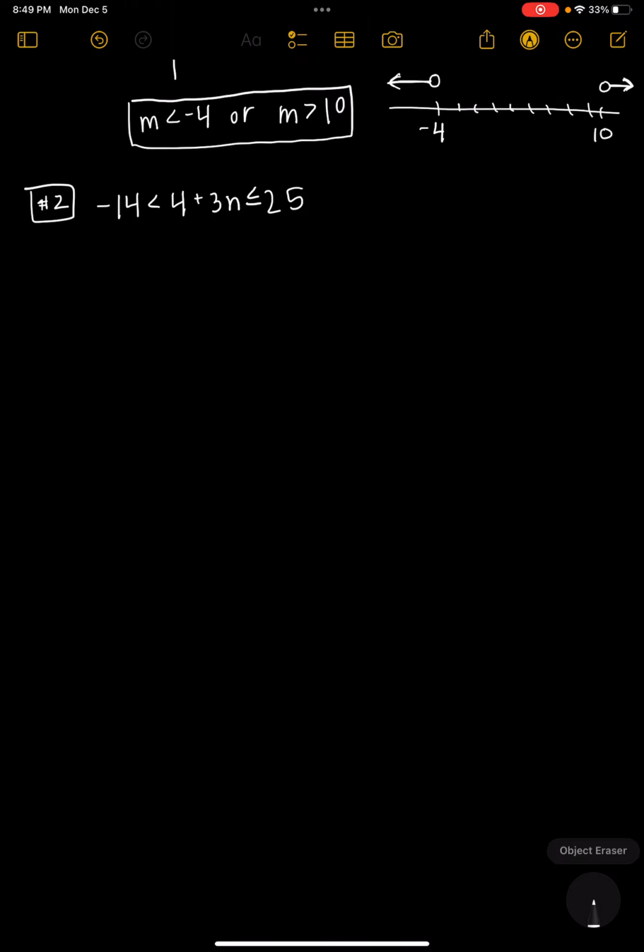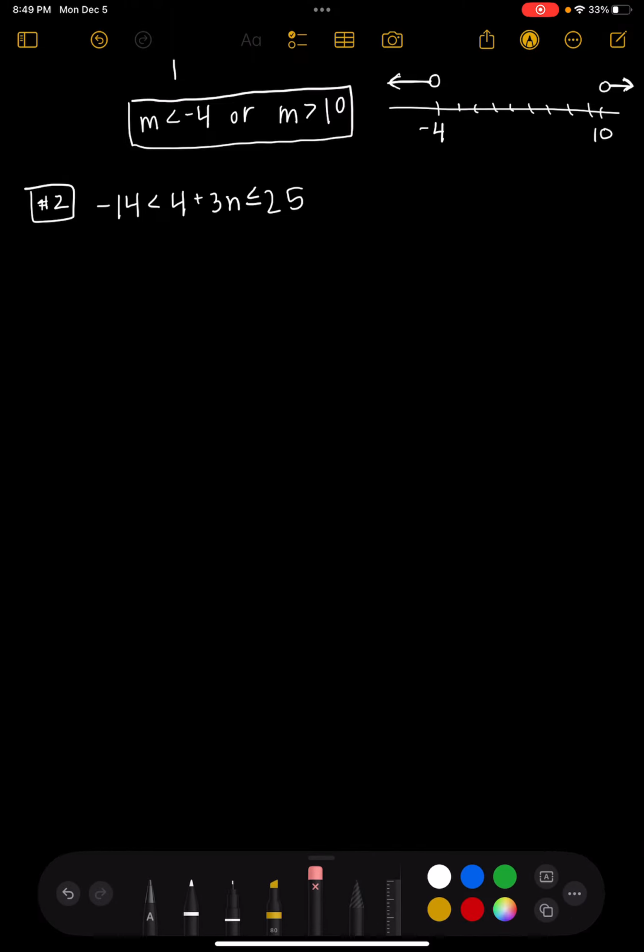Okay, now let's go through another example, and this example is going to be an "and" example. This says negative 14 is less than 4 plus 3n is less than or equal to 25. We know this is an "and" inequality because there are no words there, and you have two inequality signs in the same equation. Now potentially we could solve this as is, but I'm going to show you how to separate them, because we're going to come across some more complicated equations, and it's going to be easiest to separate them first.